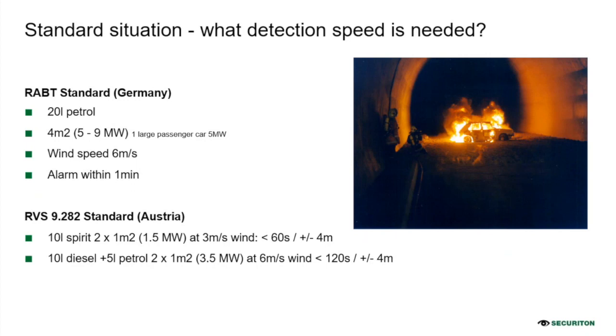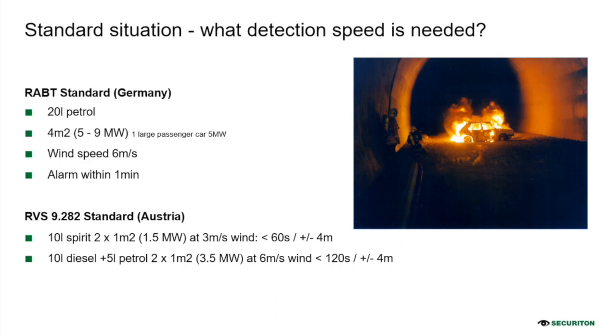And therefore the fire brigades are always proving, before opening a road tunnel, if the system really detects under these conditions. But in Austria, which is a neighbor country, they have totally different standards. They don't use petrol, they do it with alcohol, spirit, 10 liters. So the energy generated with this fire test is quite lower, only 1.5 megawatts. But on the other side, they use a 3 meter wind speed instead of 6. And also here, the system must trigger within 1 minute.